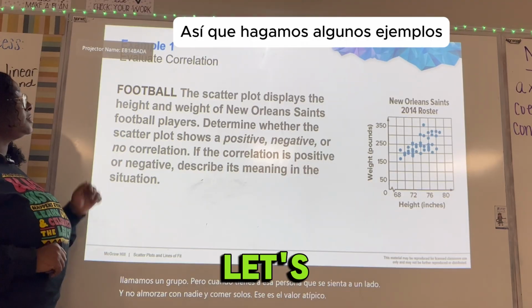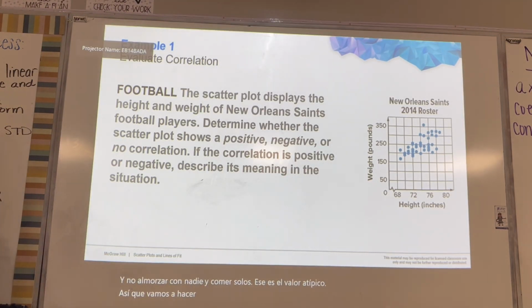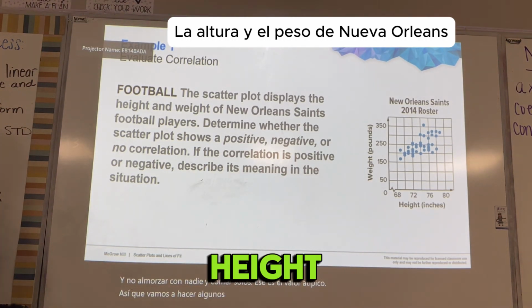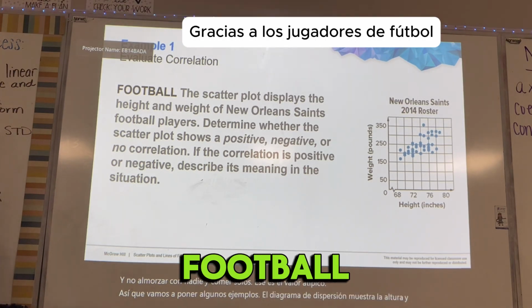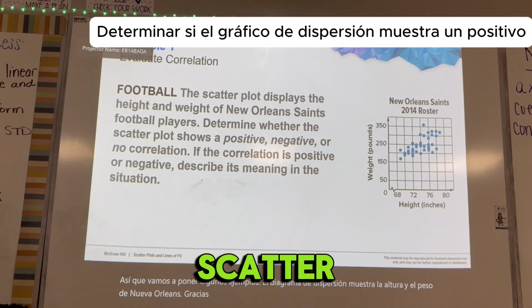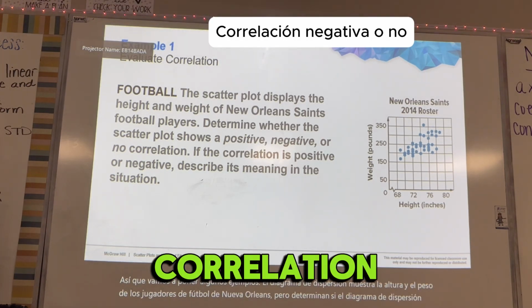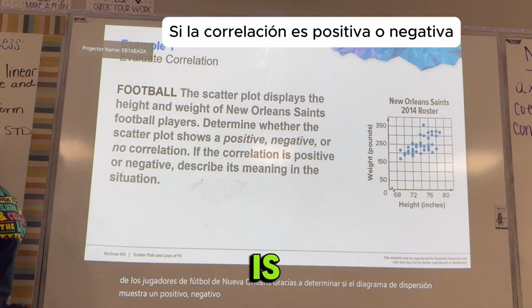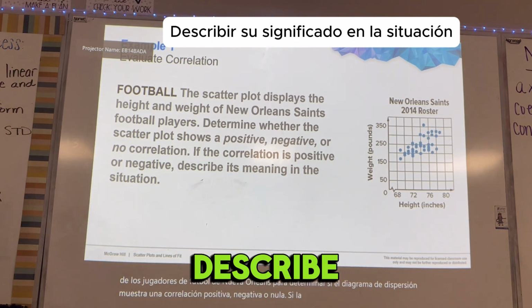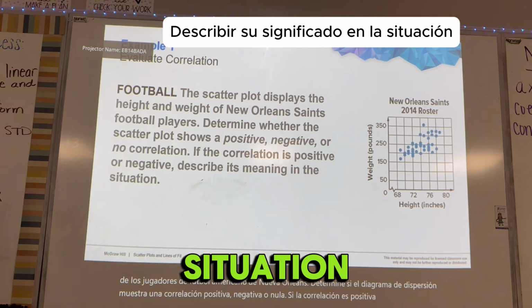So let's do some examples. The scatter plot displays the height and weight of New Orleans Saints football players. Determine whether the scatter plot shows a positive, negative, or no correlation. If the correlation is positive or negative, describe its meaning in the situation.